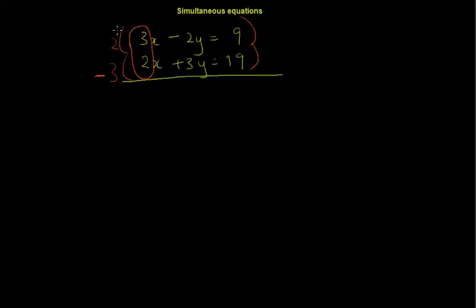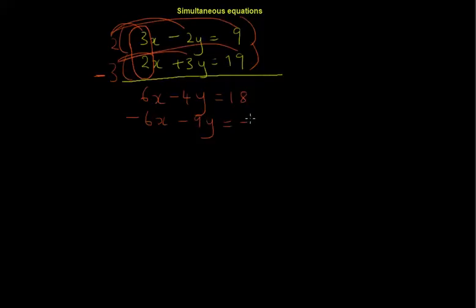So I'm just going to go ahead and multiply that out and you'll see what I mean by that. So 2 multiplied by 3x gives us 6x. 2 multiplied by minus 2y gives us minus 4y. 2 multiplied by 9 gives us 18. And then we do the exact same thing here. We multiply everything here by minus 3. So we have minus 3 times 2x equals minus 6x. Minus 3 multiplied by 3y gives us minus 9y. Minus 3 multiplied by 19 gives us minus 57.